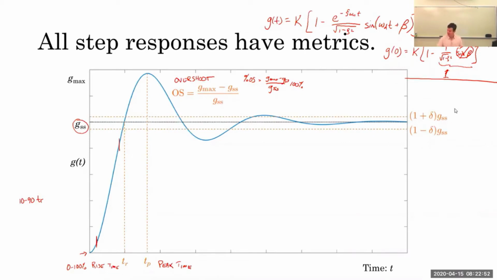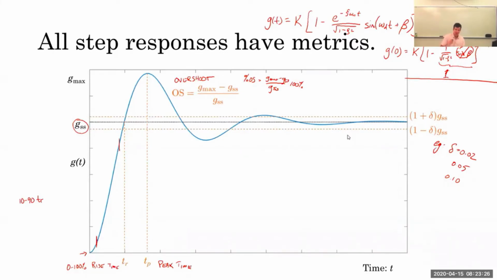So for example, you could think about the 2% settling time. That's a common one. You could also think about the 5% settling time. And if you really didn't care, you could talk about the 10% settling time. All of these are valid metrics, but they're all different. They're different in that if I change the delta here, I will change the height of this tunnel. This tunnel is plus or minus delta percent around the steady state value.